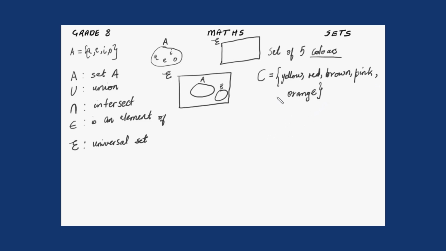Okay, so now when you have written set of 5 colors like this, this part here is called the description of the set. So this describes our set. Now this part is called listing the elements. This is the list of the elements. You are listing those elements of the set described by this statement.